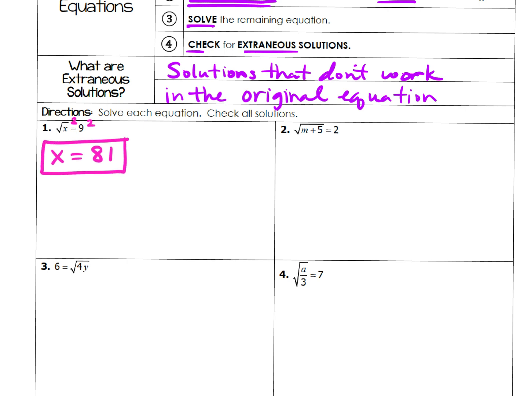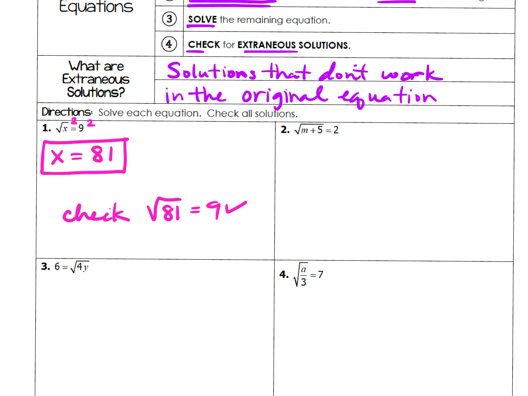Then what you should be doing at that point is check your answer. So if the square root of x, so the square root of 81, equals 9, then it checks out. Is that a true statement? Yes, so 81 is a solution to this setup.